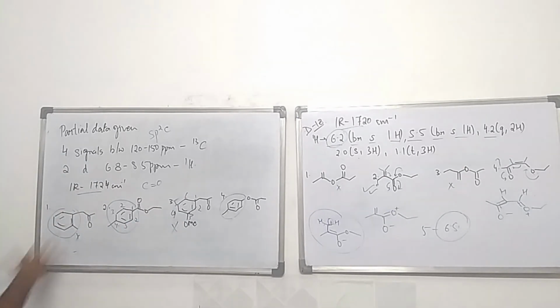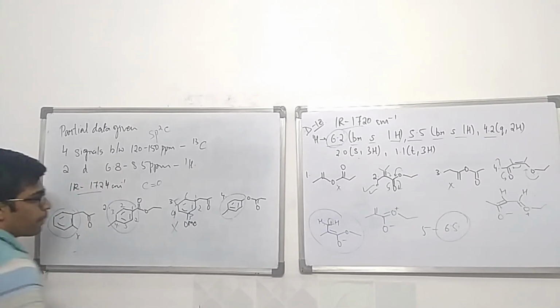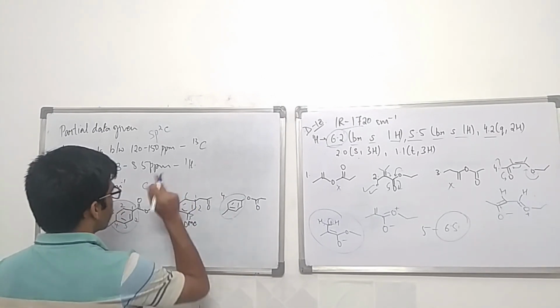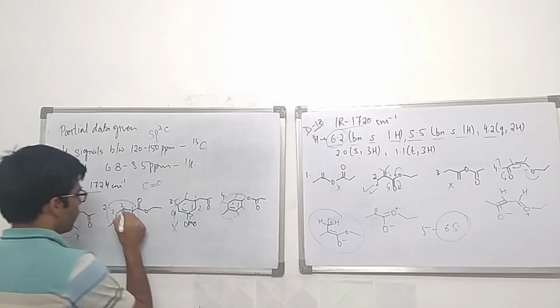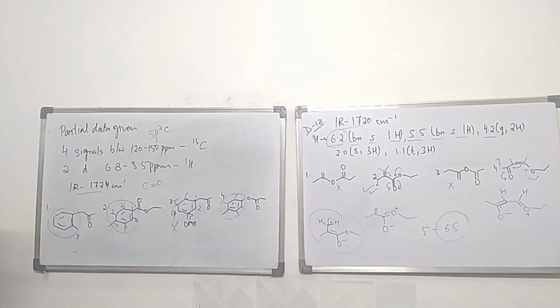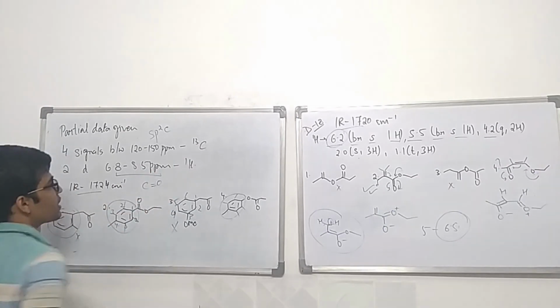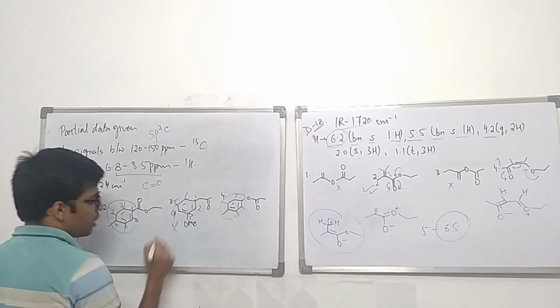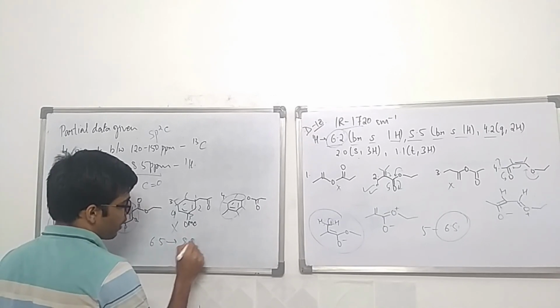Okay, now let us look at the proton NMR. So the proton NMR says there are 2 doublets from 6.8 to 8.5 ppm. So that means they are considering the aromatic protons for these 2 and for these 2. So that means there is a possibility for both of them to be the correct answer. Now they have also said the value ranges from 6.8 to 8.5. The range was 6.5 to 8.5.